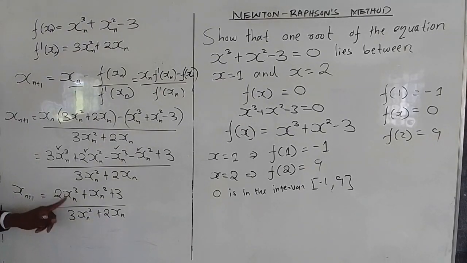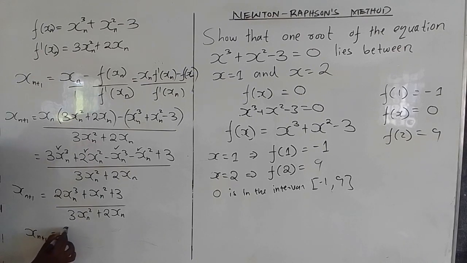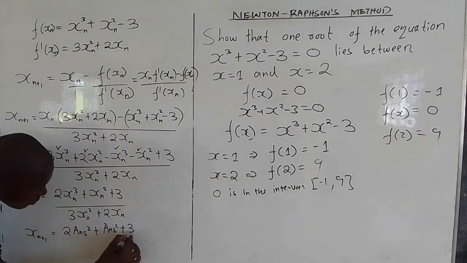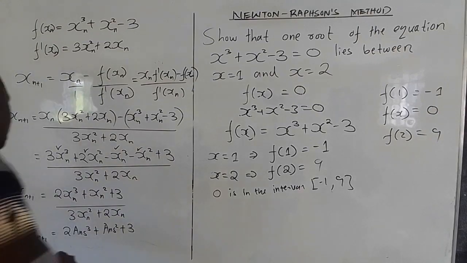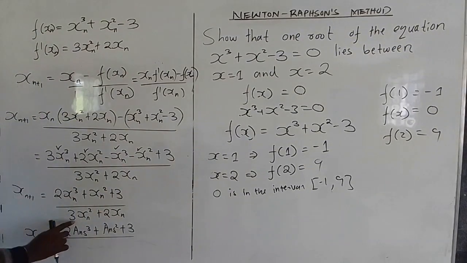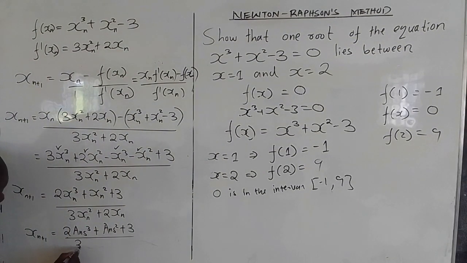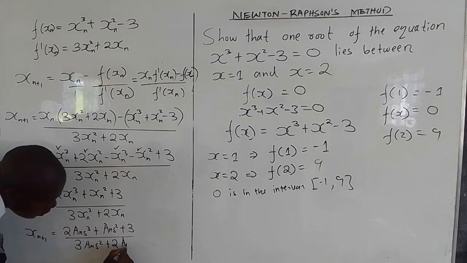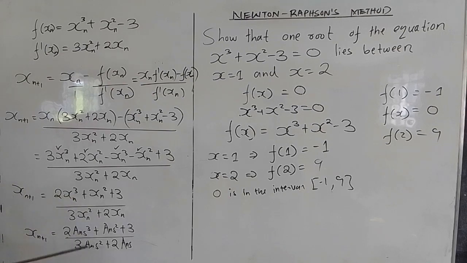Then now, where there is xn, you put the answer, isn't it? Where there is xn, you put the answer. So here we are, xn plus 1 is equal to 2 answer cubed plus answer squared, plus 3. Then it is over. Denominator xn is answer, that is 3 answer squared, isn't it? Yes. 3 answer squared plus 2 answer. So where there is xn, you substitute the answer. So the answer will be the first iteration, isn't it?